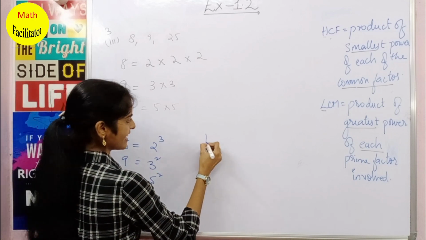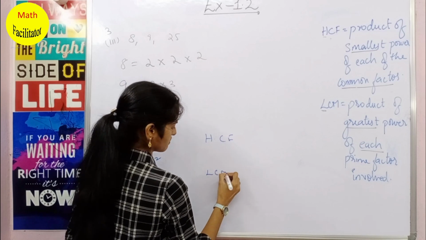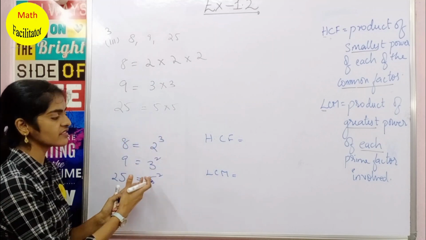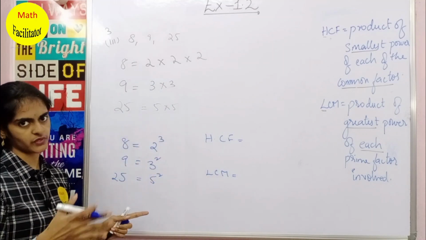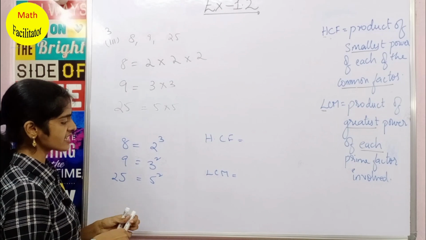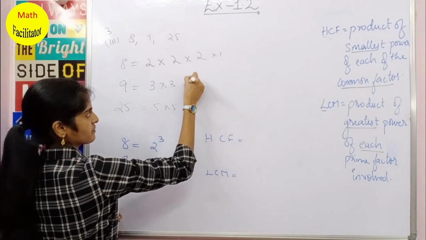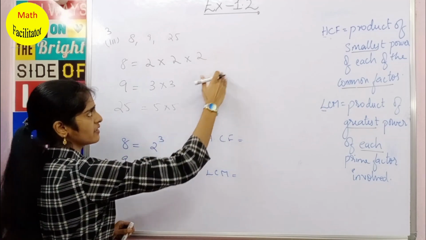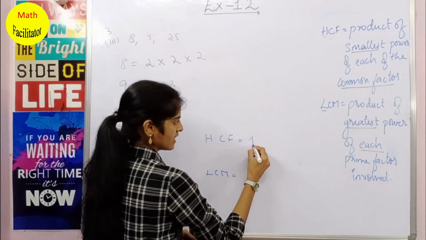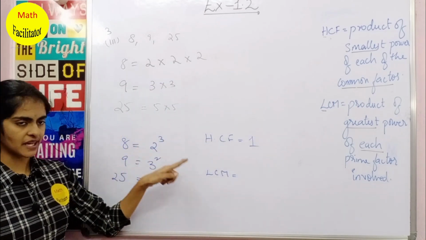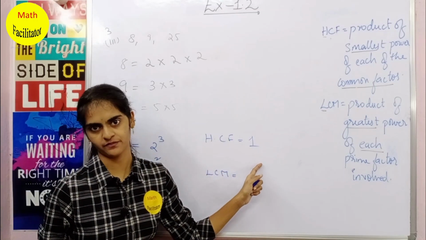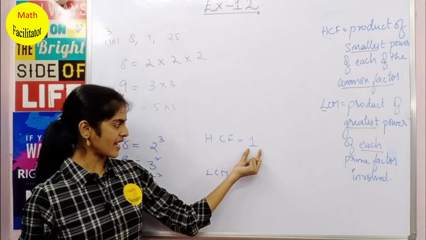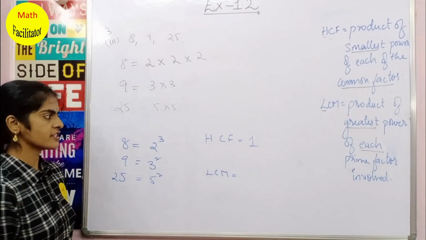Okay, so let us find the HCF first and then LCM. For HCF I told you to find the common factor. Is there any factor which is common among all of these? No, there is no common factor, which means 1 is a factor of all of these. When you find there is no common prime factor, you can take 1 as a common factor. Here there is no other factor, so you can take 1. 1 is common for all the numbers. So HCF is 1.